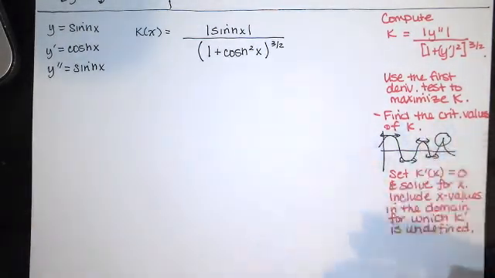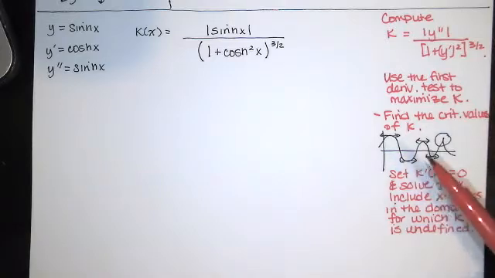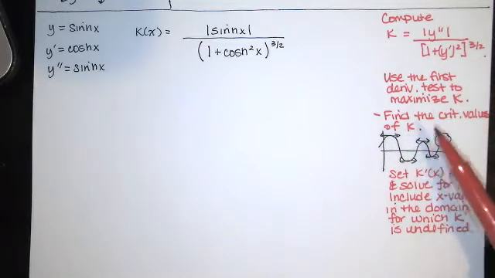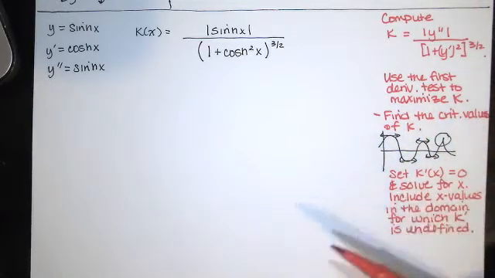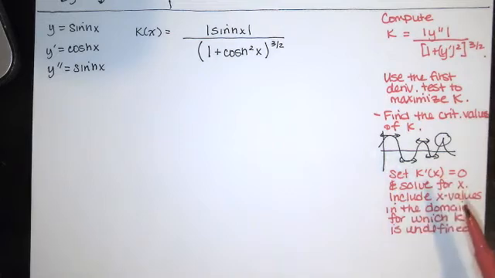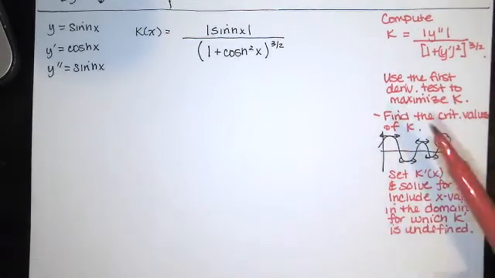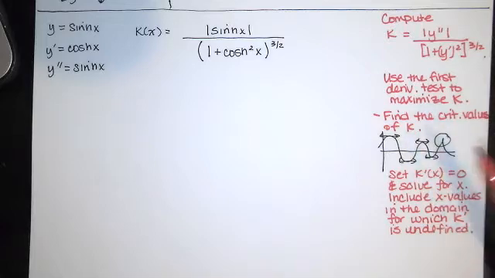And then once you have those critical values, you have to determine whether they correspond to mins or maxes. We were asked to maximize k. We want to maximize the curvature. We don't want to minimize the curvature. So we need to make sure that we're actually maximizing it and not minimizing it. In order to do that, we need to look at how that slope changes. That's what we do with the first derivative test.